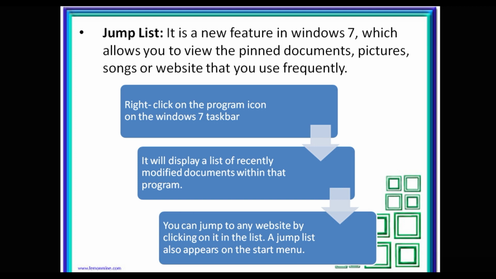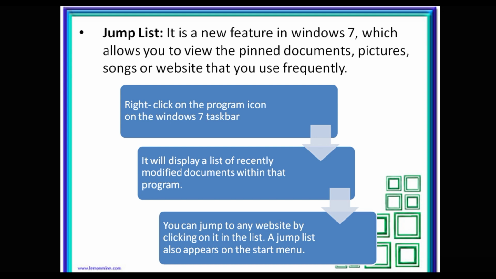Let's come to the jump list. Jump list is also a very good option. Why is it used? When it is used, you can see which apps you have frequently worked on, and it doesn't matter that it should be an app. It can be pictures, it can be sounds, or any website, and you just have to click on that website and you will go directly into that window.